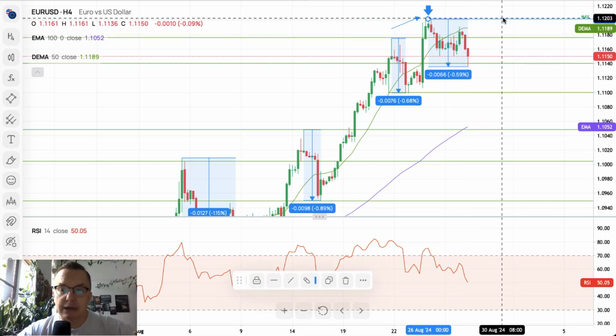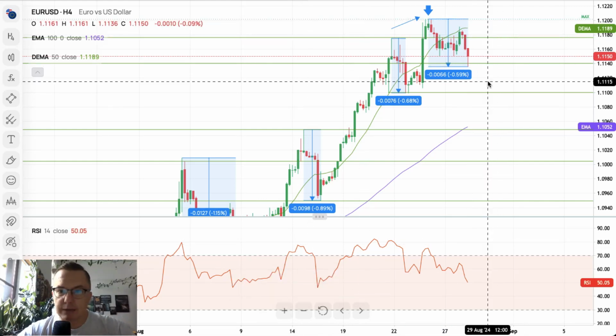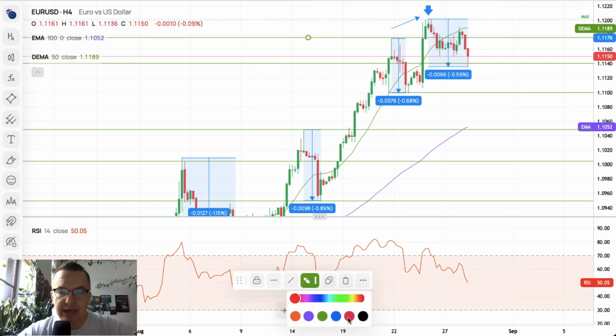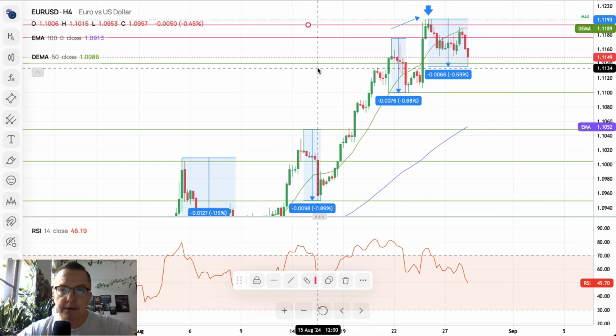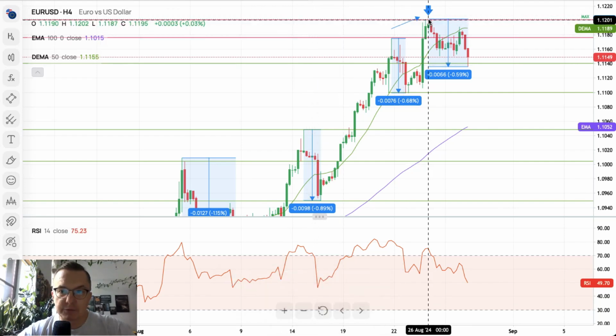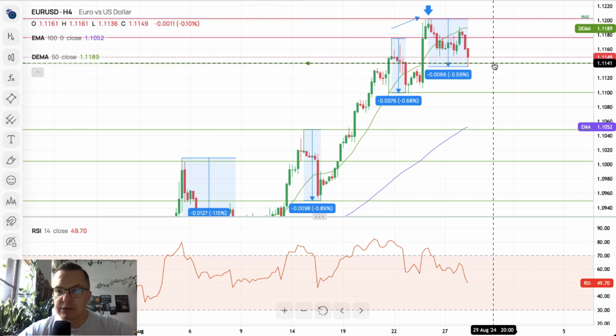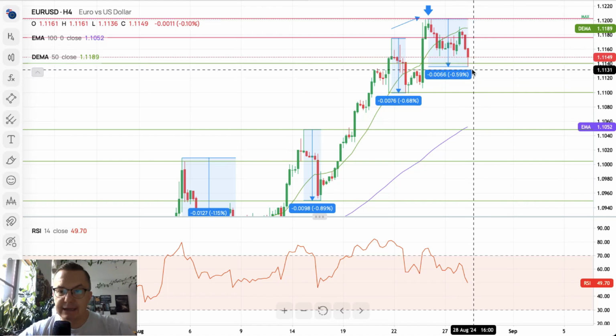Nevertheless, we need to update our levels, and basically we need to update the colors. So now 1.1176 will act as the technical resistance, and the level of 1.1202 is now technical resistance as well. We are testing the support at 1.1141. So if there is a breakout lower, the next target would be at 1.11.